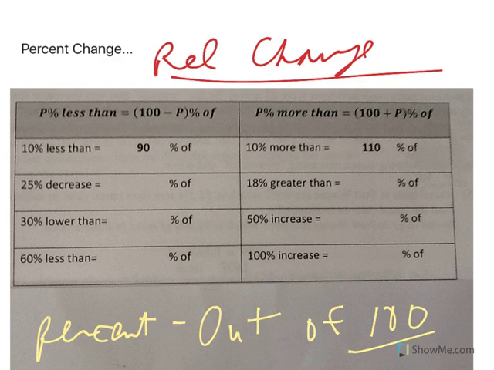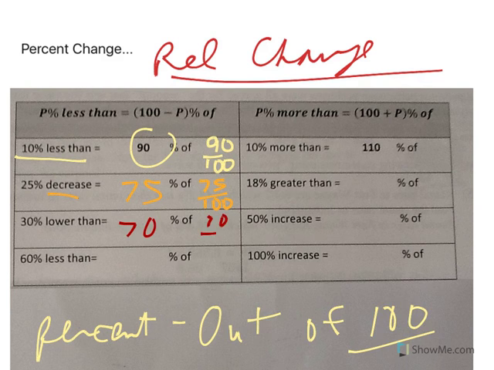So when you see 10% less, you've got to think my reference is 100. If I have 10% less, then I have 90, which means in our proportion we would put 90 over 100. And the second one, 25% decrease. Decrease means it's going down. So that's 75% of, or we would put 75 over 100. 30% lower than 100 is 70. So that would be 70 over 100. And if I say 60% less than, that would be 40% of, or 40 over 100.